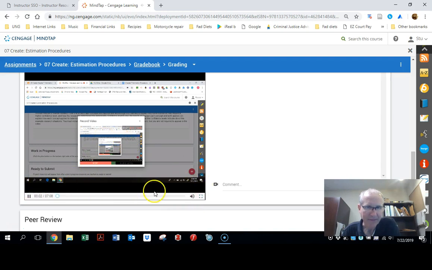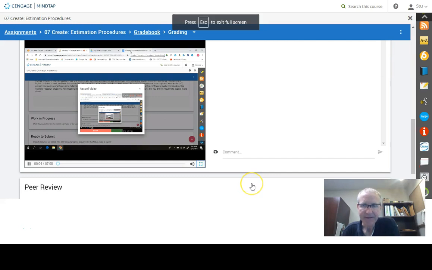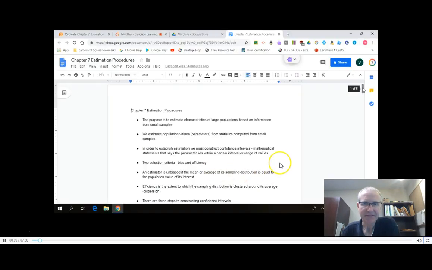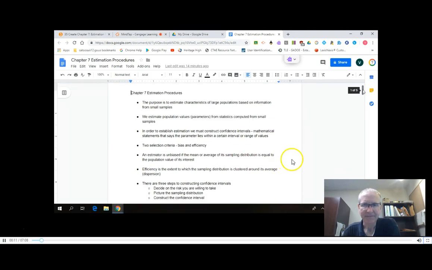So this is Chapter 7, Estimation Procedures. Got some information here and a couple of graphs at the bottom to fulfill this assignment. Estimation procedures estimate characteristics of large populations based on information from small samples. So that's what we're trying to do. That's our purpose.